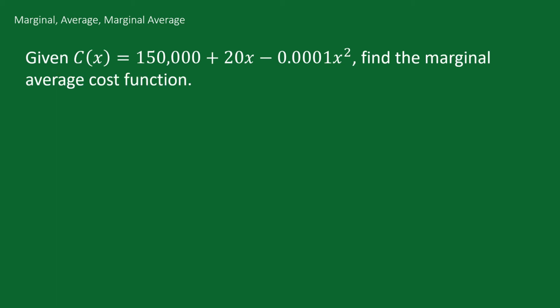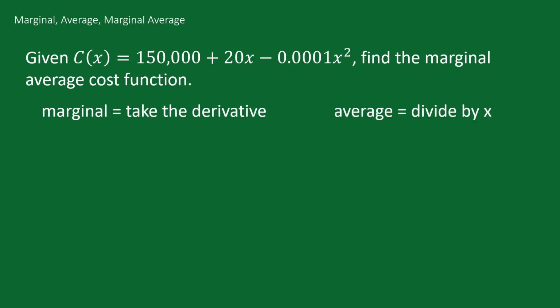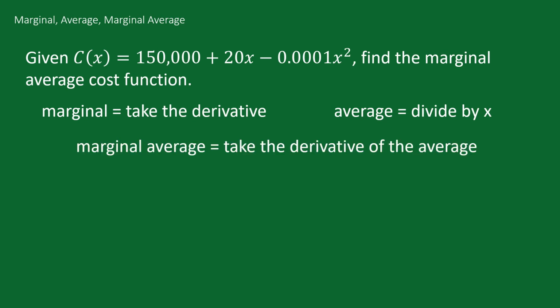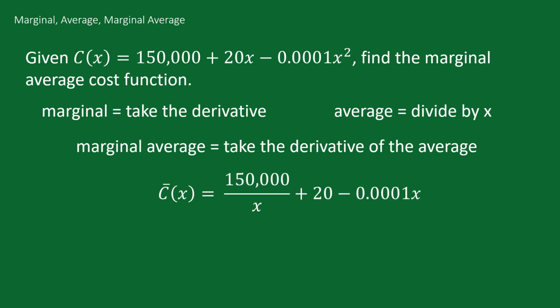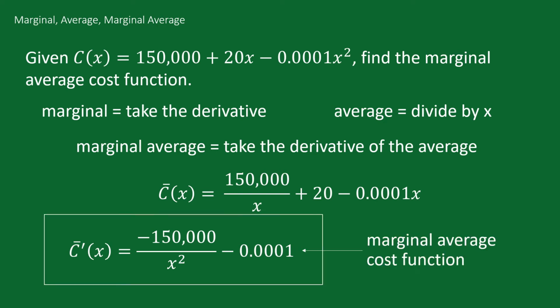What if we wanted to find the marginal average cost function? Since marginal indicates you should take the derivative and average indicates you should divide by x, marginal average indicates you should take the derivative of the average function. So we've already found the average cost function, which is 150,000 over x plus 20 minus 0.0001x. So we just need to take the derivative of that. And when we take the derivative, we end up getting negative 150,000 over x squared minus 0.0001. And that is our marginal average cost function.